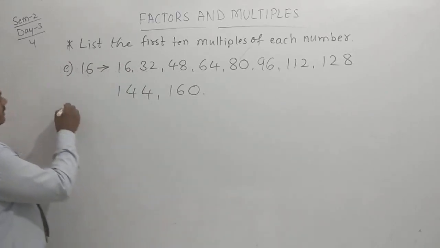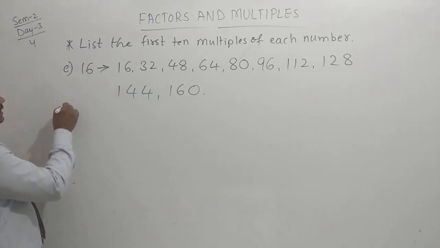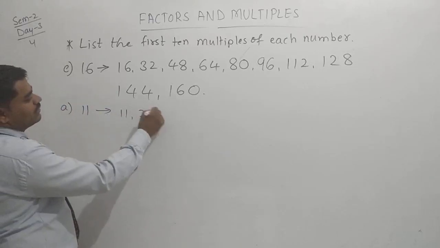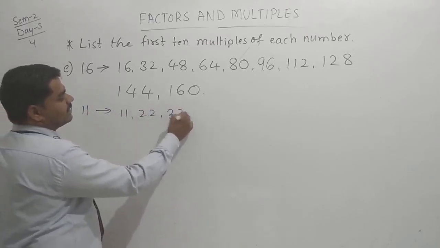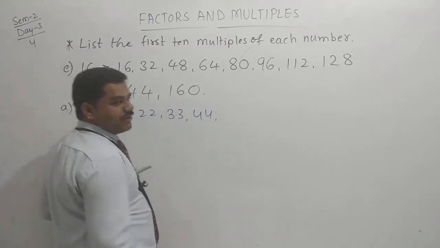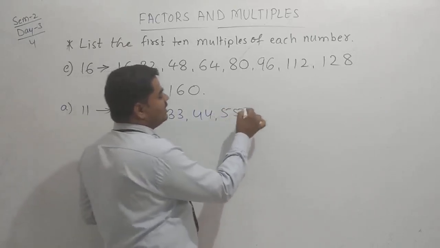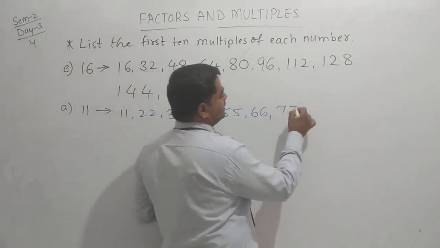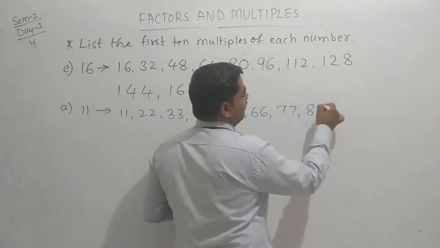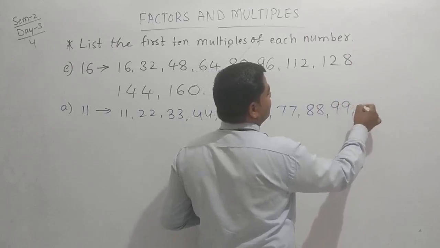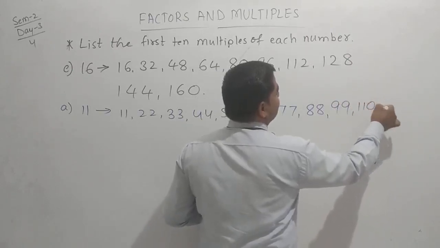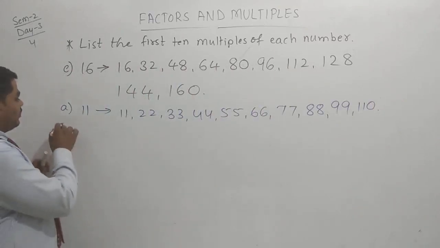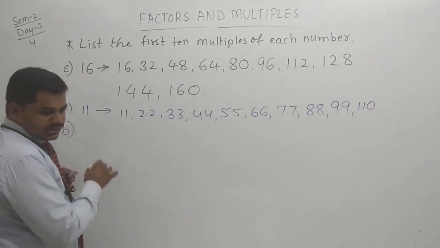11. We can take this as another question. 11 ones are 11, 11 twos are 22, 11 threes are 33, 11 fours are 44, 11 fives are 55, 11 sixes are 66, 11 sevens are 77, 11 eights are 88, 11 nines are 99, 11 tens are 110.